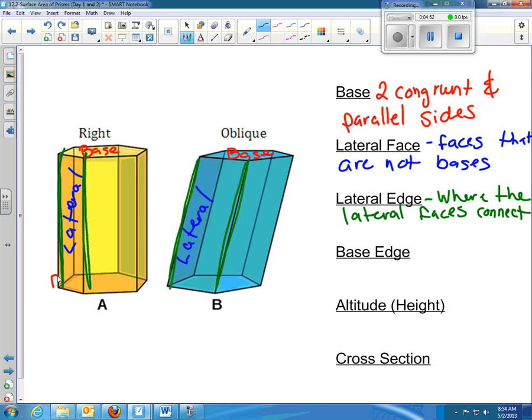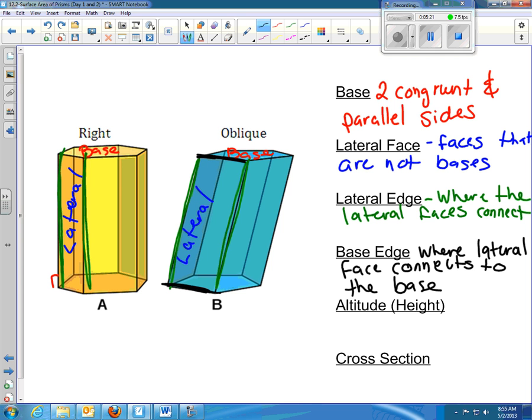All right, then we have base edge. Obviously, our 2 bases don't connect to each other, so the base edge is where the lateral face connects to the base. So here would be some base edges. You also have some on the bottom. These are all base edges here.